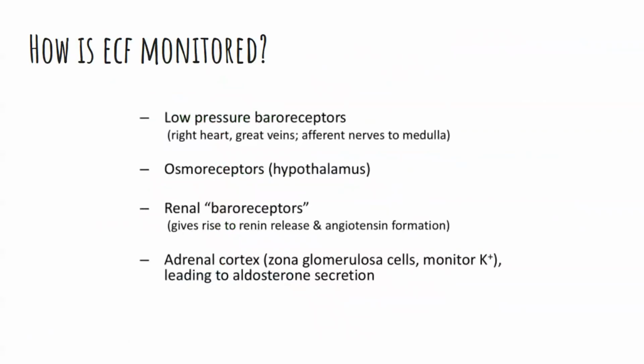So really now we come into how is this extracellular fluid monitored. And there are four main ways. So you've got your baroreceptors, and they deal with pressure. You've got your osmoreceptors in the hypothalamus, and they deal with the osmolarity of the blood. Then you've got your renal baroreceptors, and this is the RAAS system. And then you've got your adrenal cortex, which I'm sure Calvin would have discussed. And this is all about aldosterone.